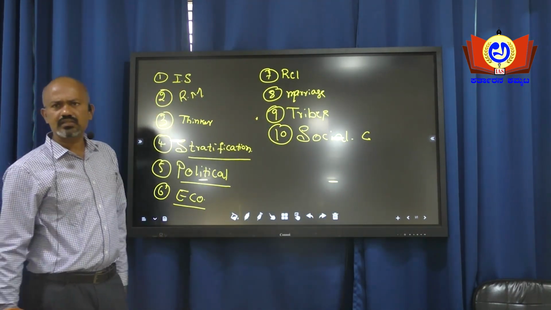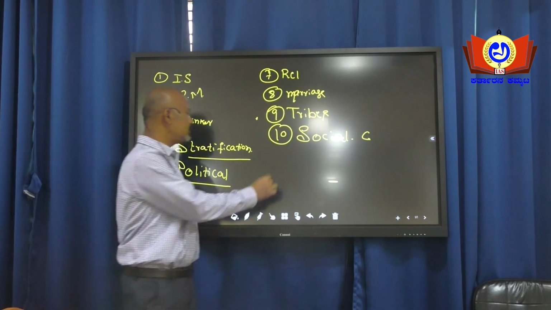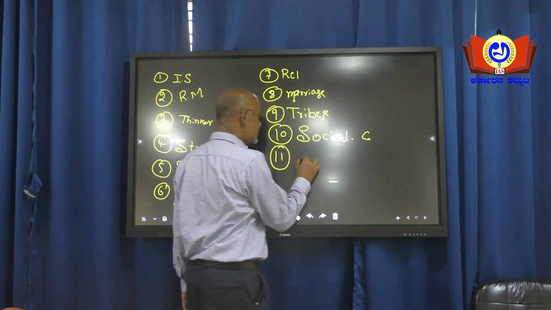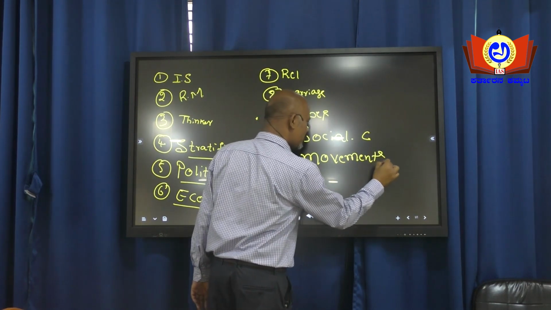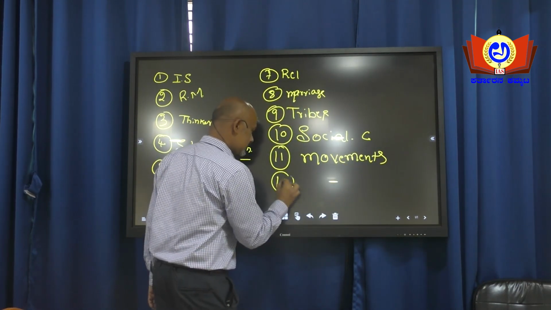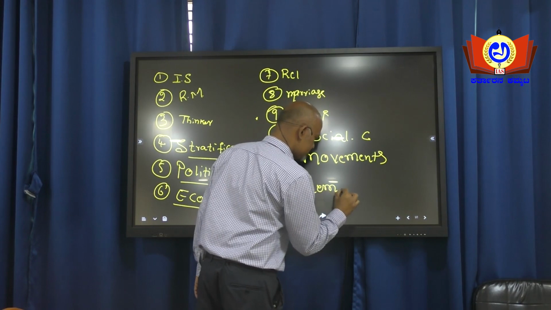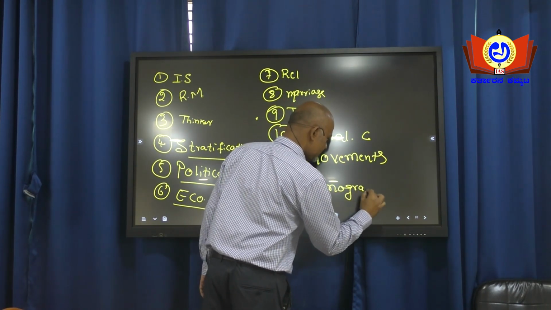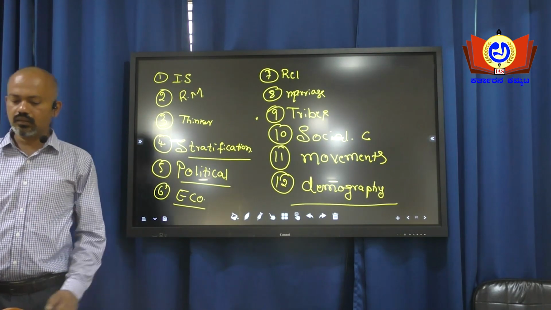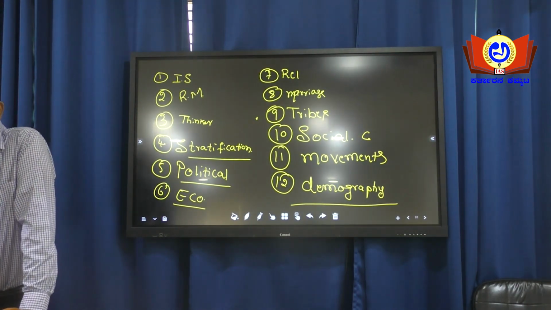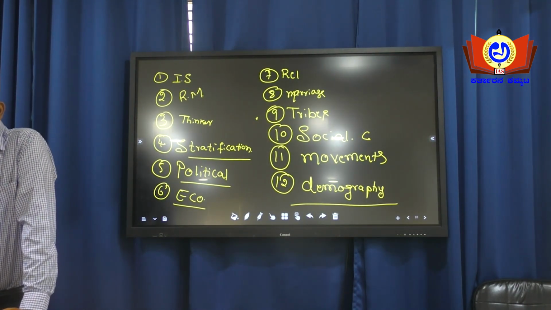That is a somewhat dynamic concept. And the 11th one, social movements. And the last one, demography. The material also you will get in this order only. In these 12 parts only you will get your study material.